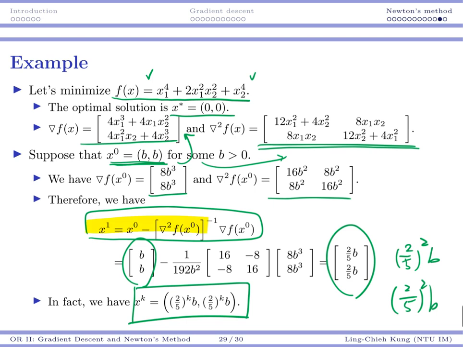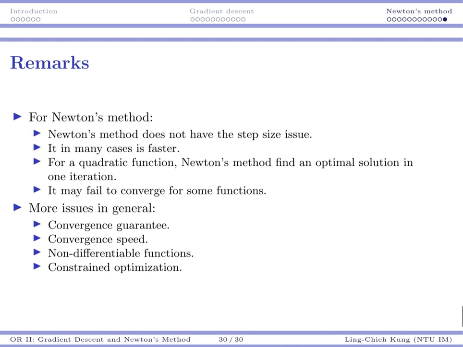All you need to do with Newton's method is to get this formula and then keep updating until you converge. So finally, we have some remarks. Newton's method does not have the step size issue. So that's one thing that is good. And in many cases, it may be fast.